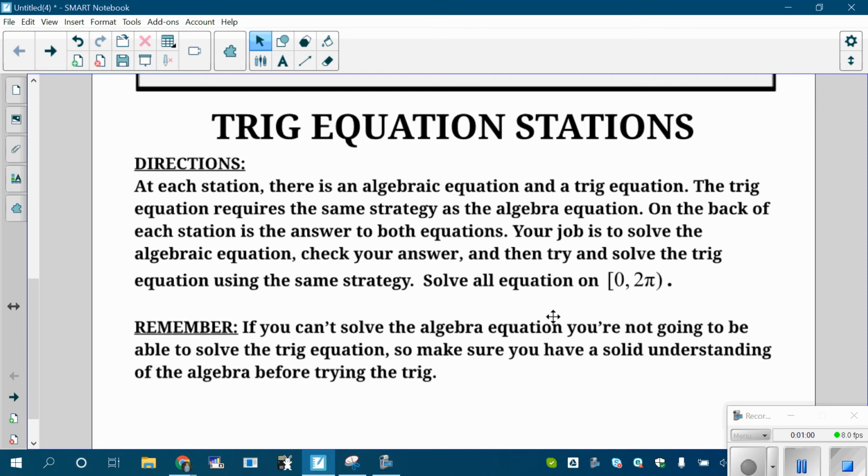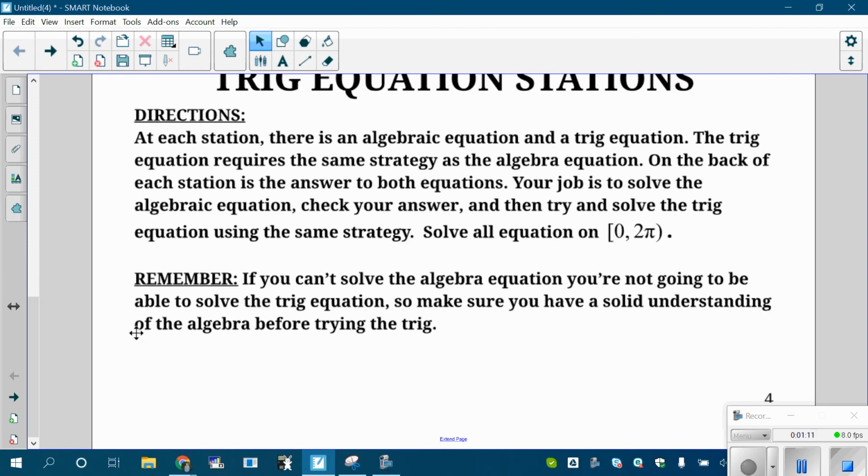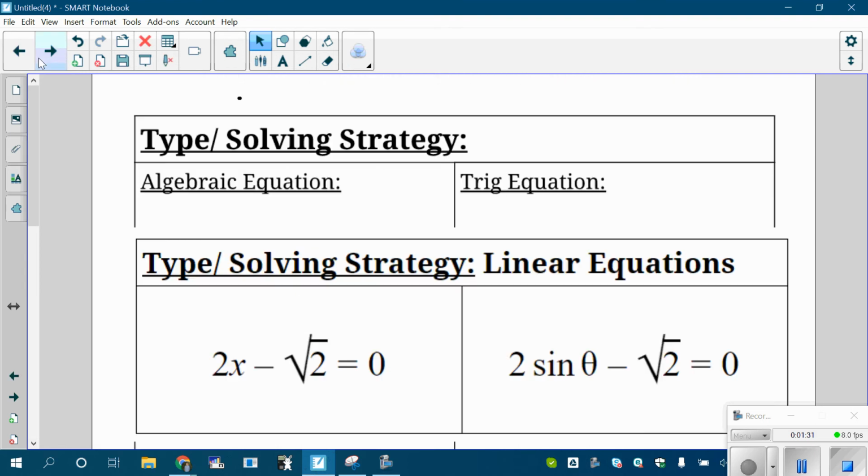We're solving all of the equations on 0 to 2 pi, which means we're only giving out angles in radians and only angles between 0 and 2 pi, including 0, not including 2 pi. Please read this remember thing. This is algebra from pre-algebra, algebra 1 and algebra 2. We are reviewing it because we know you guys are shaky on it. It's tricky stuff. But you do need to know the algebra or you're not going to be able to do the trig equations, because the trig equations are built on the algebra equations.